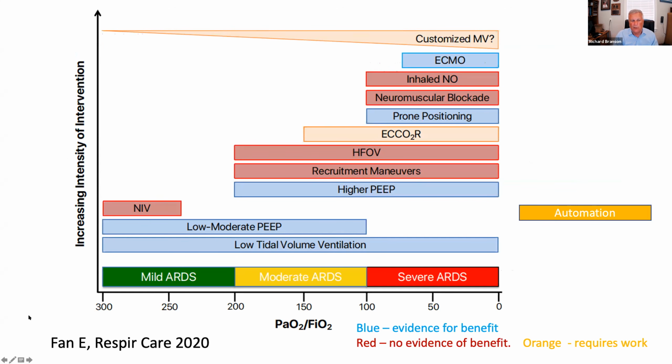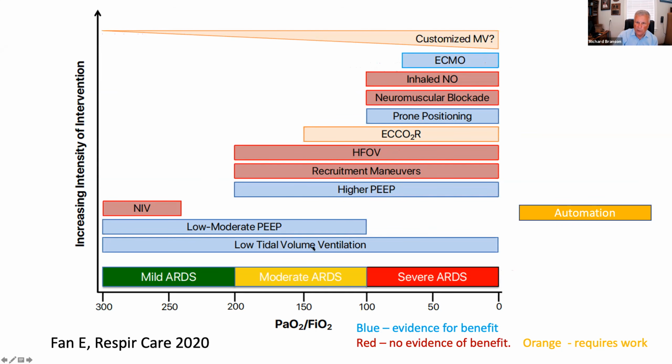And I'll end with this. This is a diagram that Eddie Fan did that looks at the increasing intensity of your intervention going up, and the horizontal axis is your PF ratio. So down on the bottom left is mild ARDS, yellow is moderate, and red is severe. If you're in blue, there's evidence that it's a benefit. If it's in red, there's evidence that there's no benefit. And if it's in orange, it means we need more work on it.